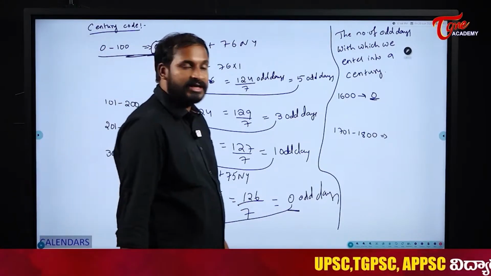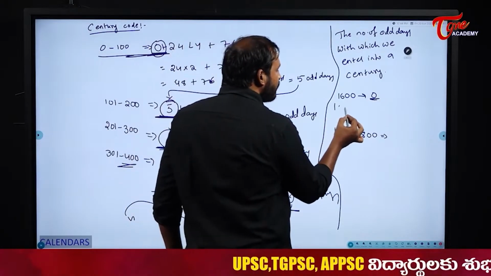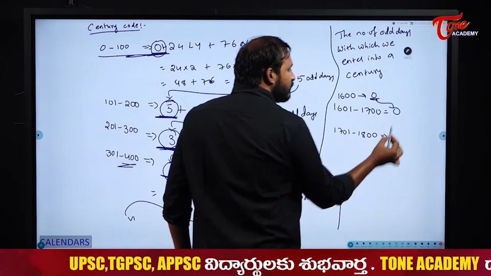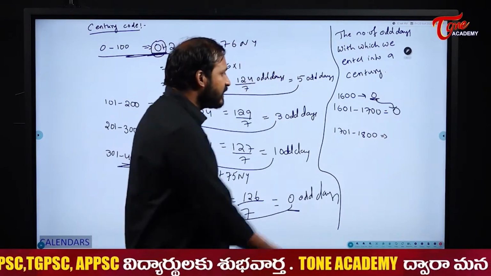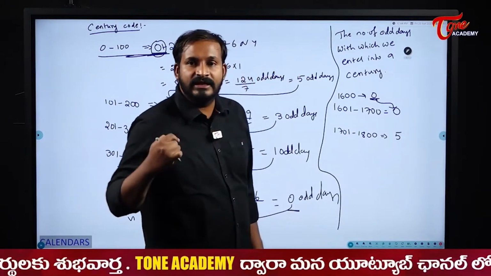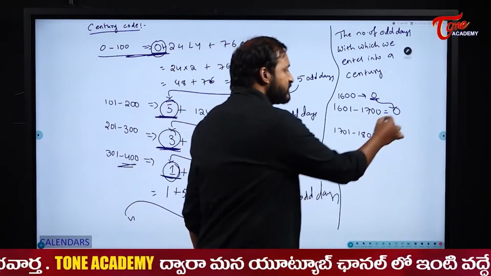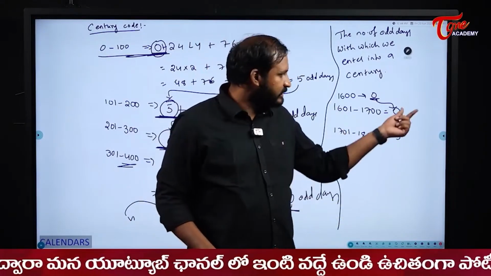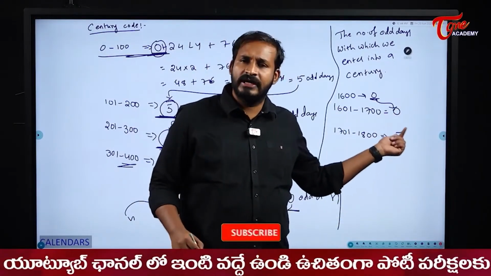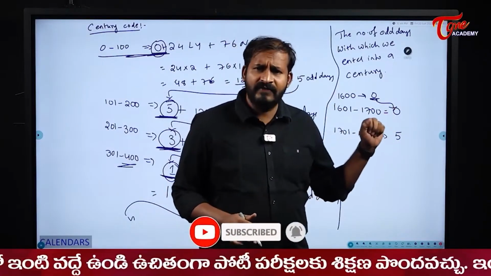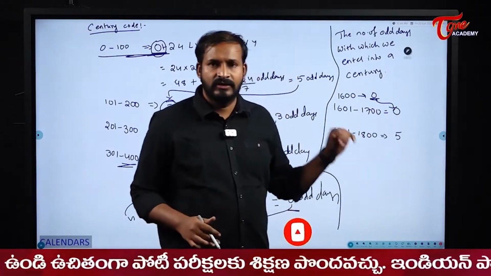If it is becoming 0 at 1600, now what will be the code for 1601 to 1700? This 0 only. Why? Because this 0 will be carried forward here. Next, the code for 1701 to 1800 will become what? 5. Why? Because of 0531. Actually, 0 or 7 you can take for odd days; 7531 are odd numbers. If you want you can take 0, or else 7. There is nothing wrong in that. But for better understanding, I suggest taking it as 0.